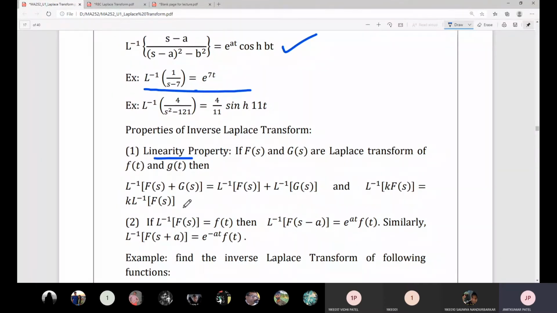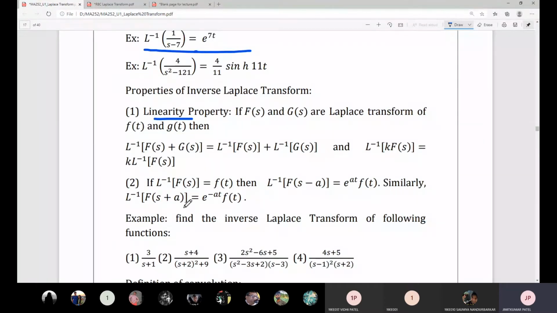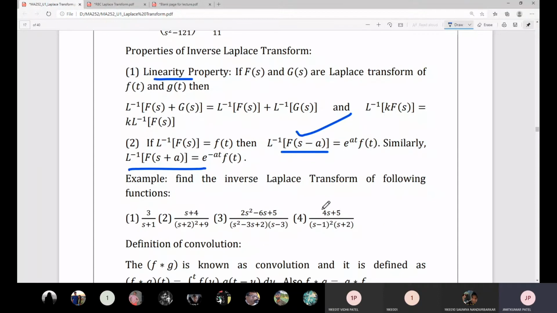Linearity property of the inverse Laplace transform. Then we discussed the change of scale property and the first shifting property. This is nothing but the first shifting property of the inverse Laplace transform. Then we discussed the first, second and third examples. Am I right? Yes, sir. And the fourth one is in your homework.